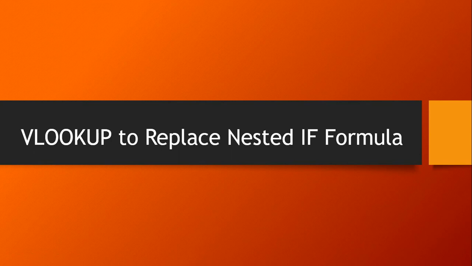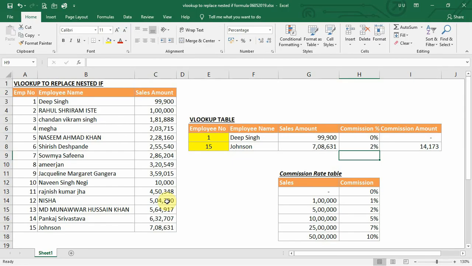Hi, in this lecture I will explain how you can use VLOOKUP instead of a nested if formula. When we have to do a logical test and get the results true or false, we can use the if function. But if there are multiple logical tests to give the results, we can put a nested if formula. In a single formula, we can put multiple conditions within the if function. This is called a nested if formula.